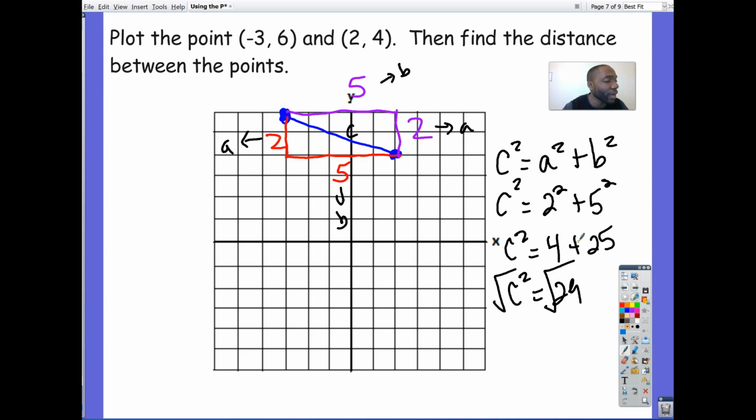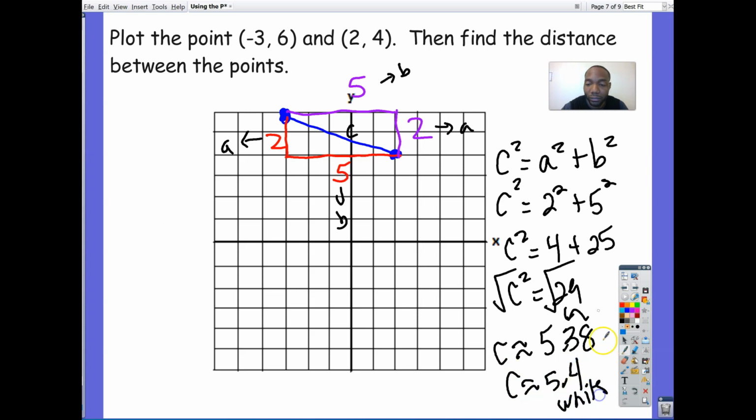Square root of 29 will be 5.38. That 8 will round you up to a 4. c is approximately 5.4 units. All right, that's what I would do.